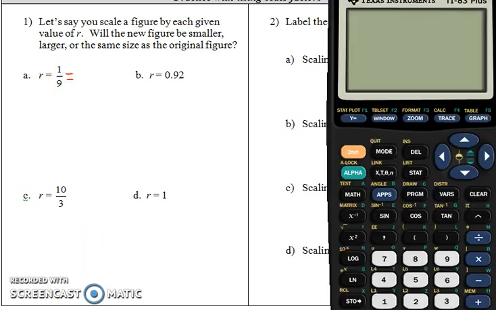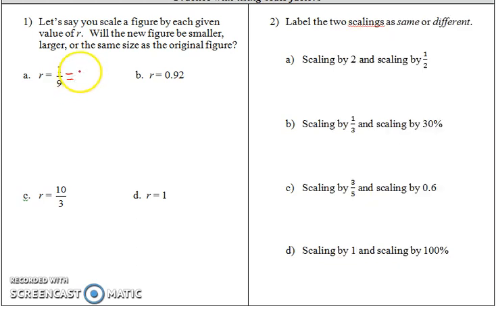So I would maybe recommend typing in your calculator, just making sure that this is less than 1. 1 divided by 9 as a decimal. Okay, so that's going to be 0.1 repeating. That is clearly between 0 and 1, so that's going to make my image smaller. The next scale factor is a scale factor of 0.92 or 92 hundredths. This is also between 0 and 1. It's very clear to see, so it's going to make my figure smaller.